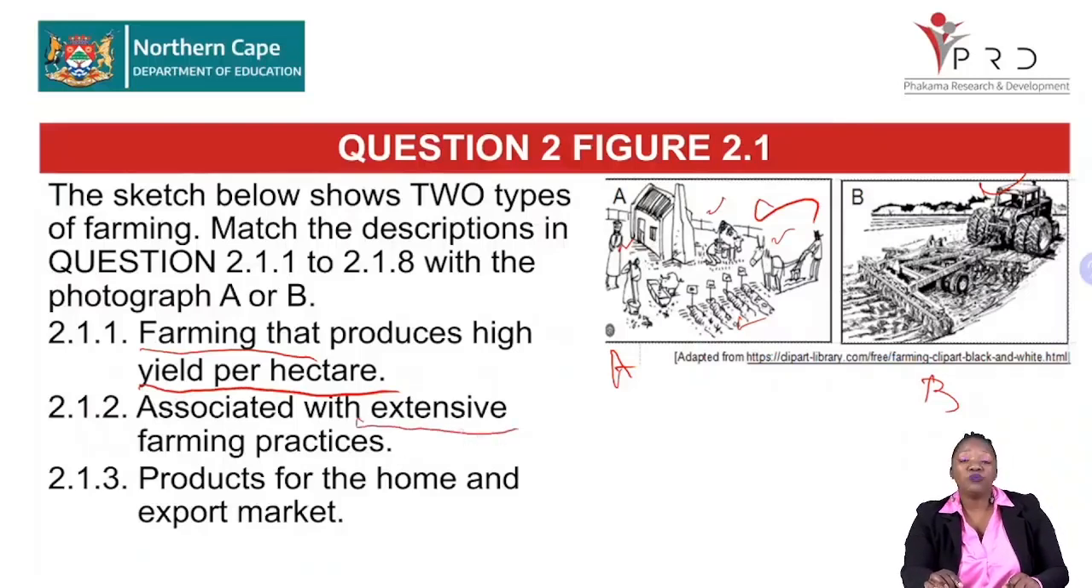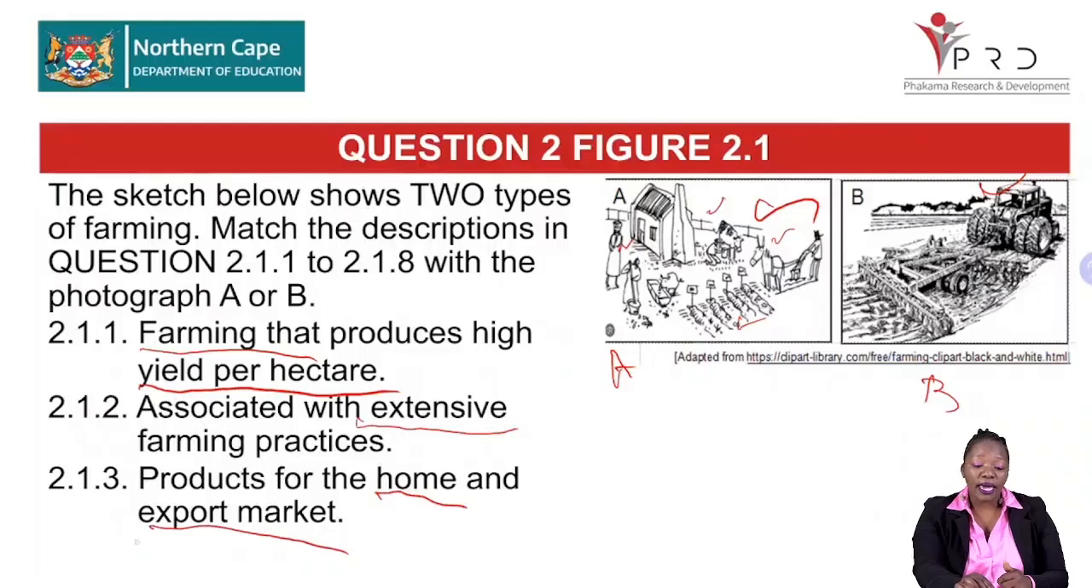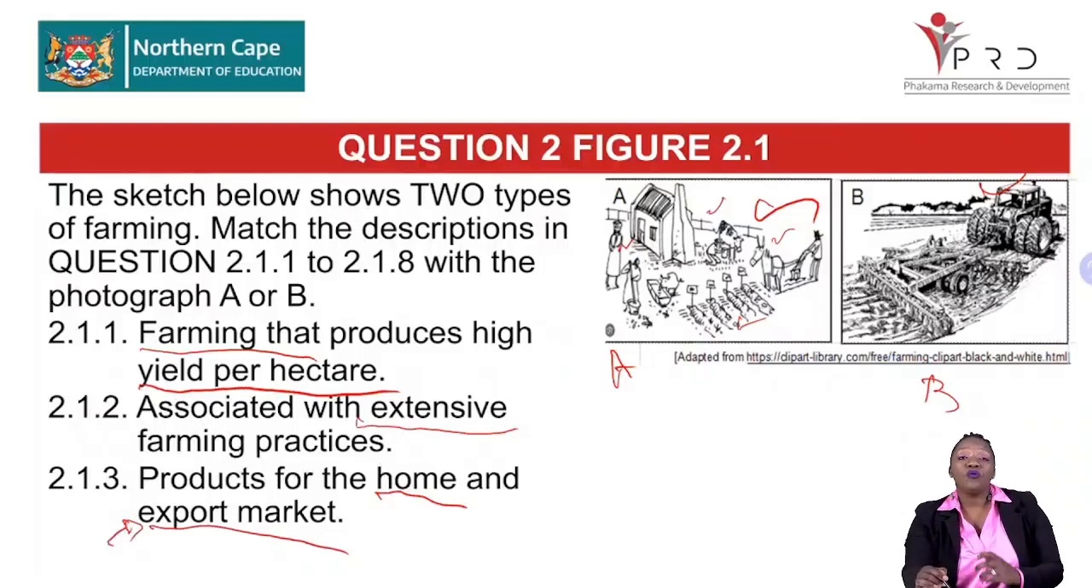Remember, there's a difference between intensive and extensive. So associated with extensive farming practices. Then number 3, the product for the home and the export market. Again, you need to understand what export is. So I'm going to give you 1 minute per question, which means I'm going to give you 3 minutes. And then after 3 minutes, we're going to proceed to the next question.